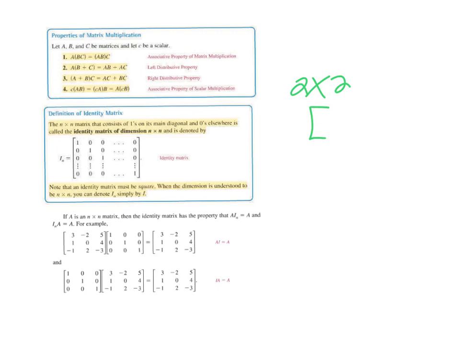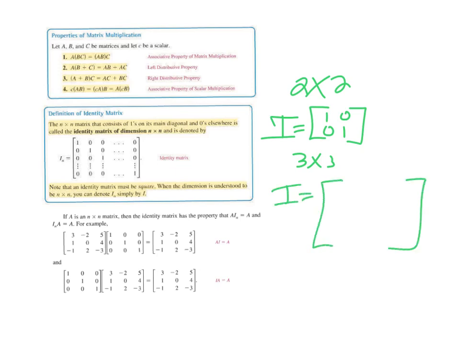and this is only for square matrices, is always 1, 0, 0, 1. And we denote that with an I for the identity. A 3 by 3 is the only other identity you're going to have to know, and it's 1, 0, 0, 0, 1, 0, 0, 0, 1. The easiest way to remember is the ones are along the diagonal, and then everything else is zeros.